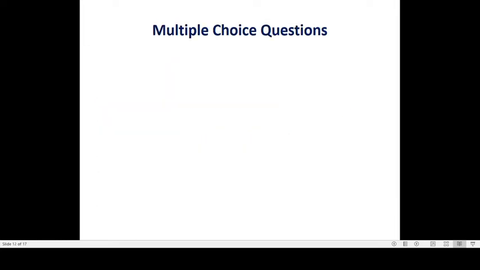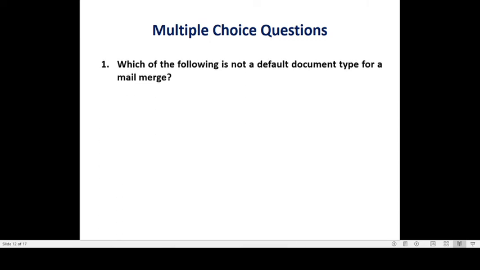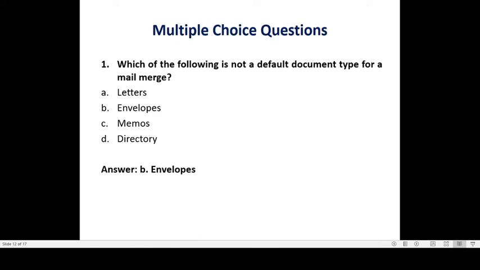Let's go to multiple choice questions. Which of the following is not a default document type for a mail merge? Option A, letters. Option B, envelopes. Option C, memos. Option D, directory. Correct answer is option D, directory.